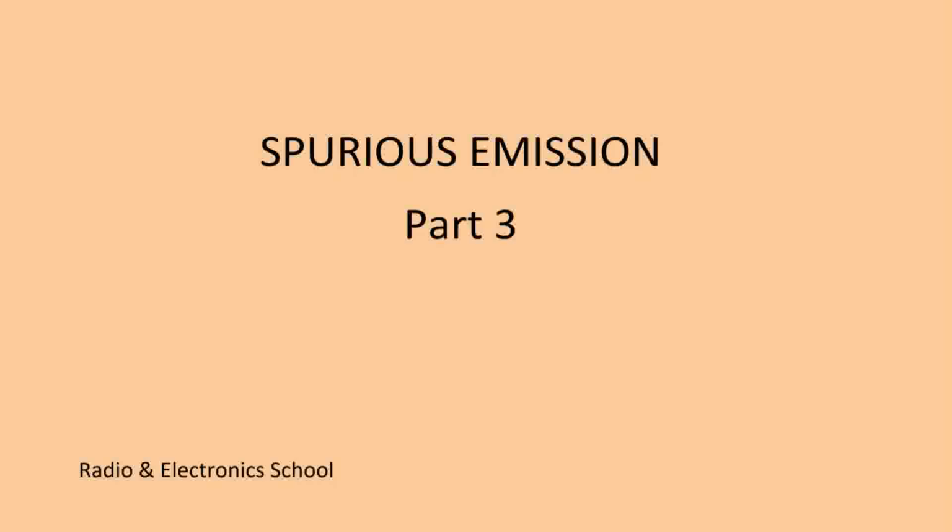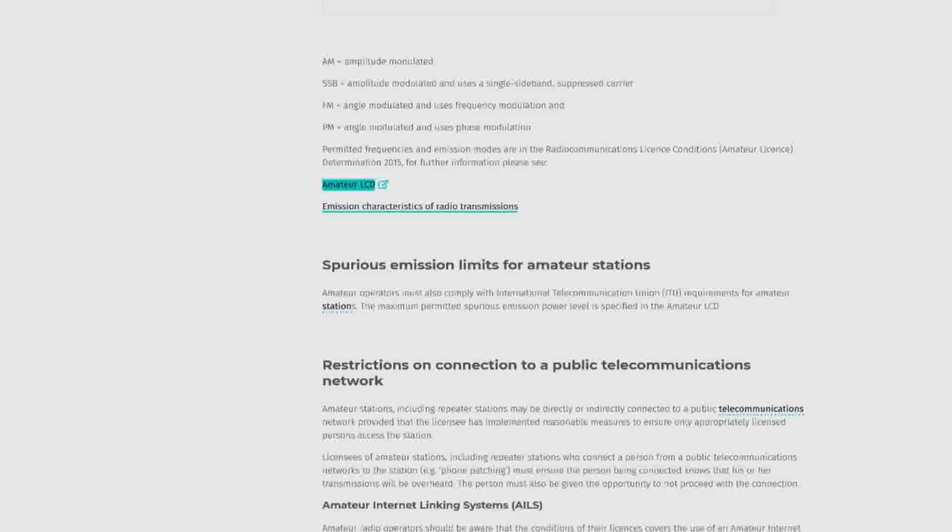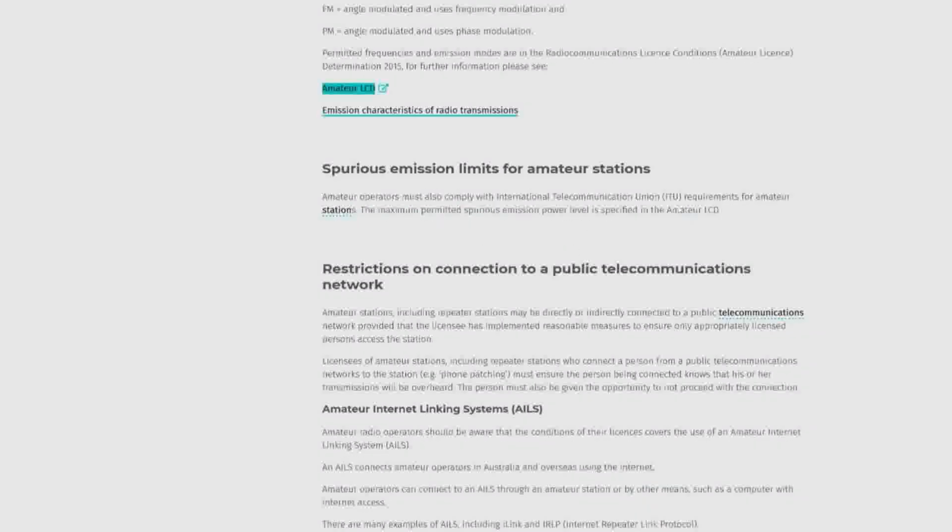and they used to be published in this document we've been looking at. I'll go back to it. There it is. And for some reason they've removed what the actual emissions are.